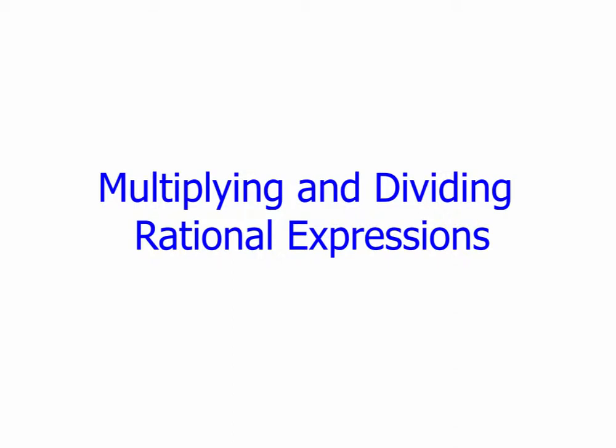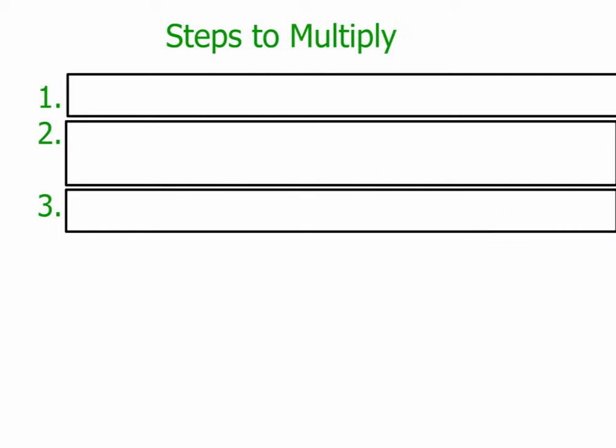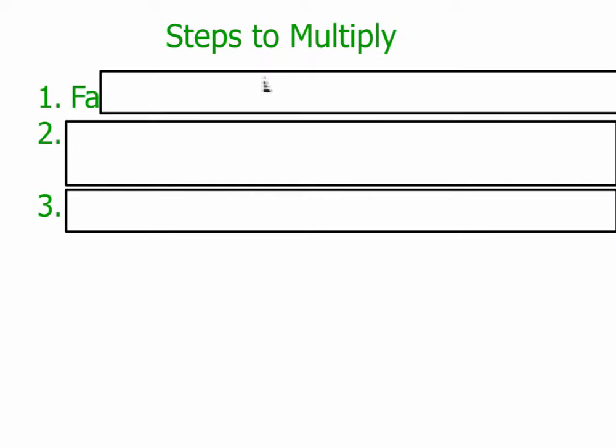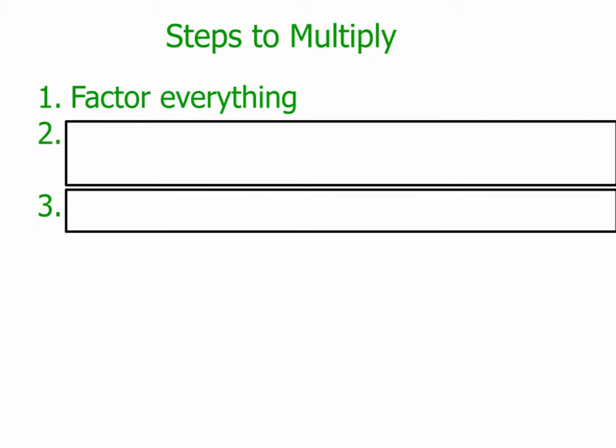For this video, we're going to be discussing multiplying and dividing rational expressions. First off, we're going to talk about multiplying. Our steps to multiply: the first step is to just factor everything. Anything that we can factor in each one of our expressions, we want to factor.